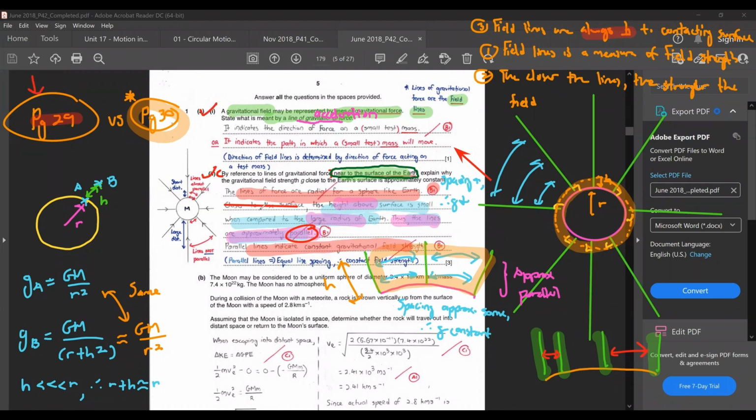Okay, so to recap, these are the 3 points. One, lines of force are radial for a sphere like Earth. Two, height above surface is small compared to the radius of the Earth, which in turn means that the lines are approximately parallel. Three, parallel lines indicate constant gravitational field strength. This will be the 3 points that you need to write. Okay, so that one should be okay.